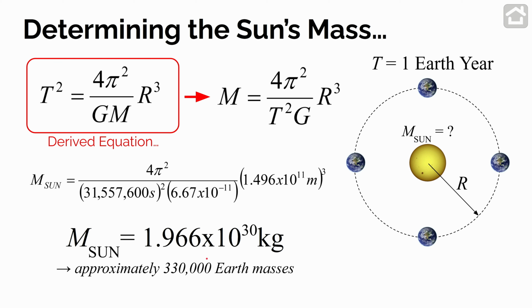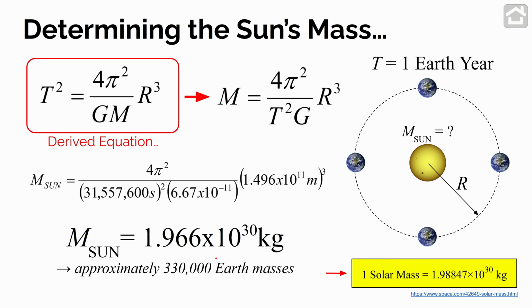And this is like our theoretically derived mass of the sun. And here's what the accepted value is. It's called the 1 solar mass. It's 1.98847 times 10 to the 30th. And just looking at the two, you can see that our simply derived expression is very close to the accepted mass of the sun. Hope this has been helpful.